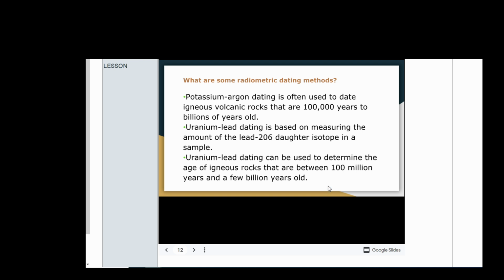We can also use several other radioactive elements, and here's a list of those and the age ranges of when you would use them. I would go ahead and jot these down so that you know what they are. Some of these are on the test.